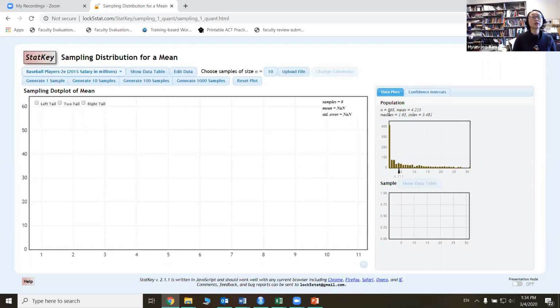Here I want to point out that this is a population, which means there are exactly 868 players who were playing in Major League Baseball in 2015. So this is actually all the information. We happen to have the population information. There is a mean, there is a standard deviation. And there's also a little histogram available for the population as well.